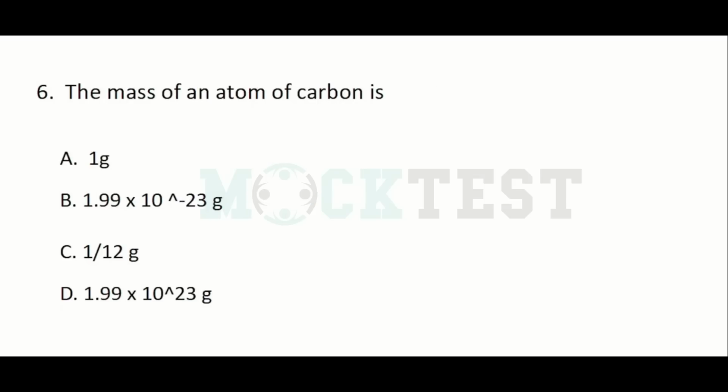The mass of an atom of carbon is: option A, 1 gram; option B, 1.99 × 10^-23 gram; option C, 1/12 gram; option D, 1.99 × 10^23 gram. The mass of an atom of carbon is option B, 1.99 × 10^-23 gram.